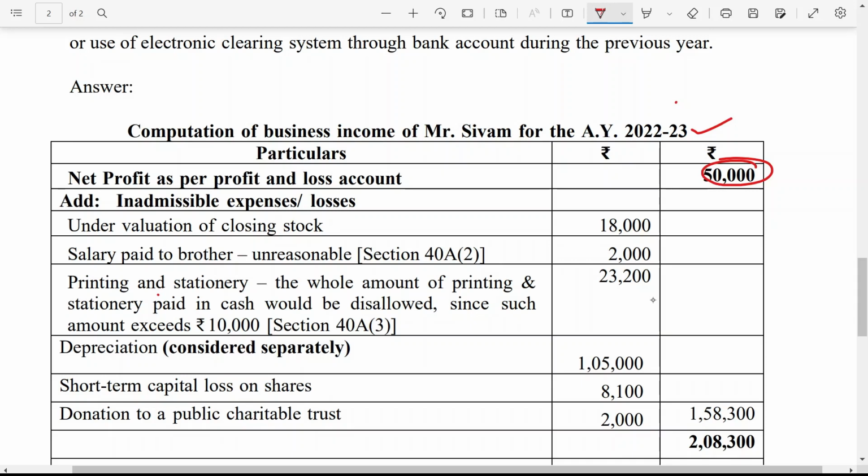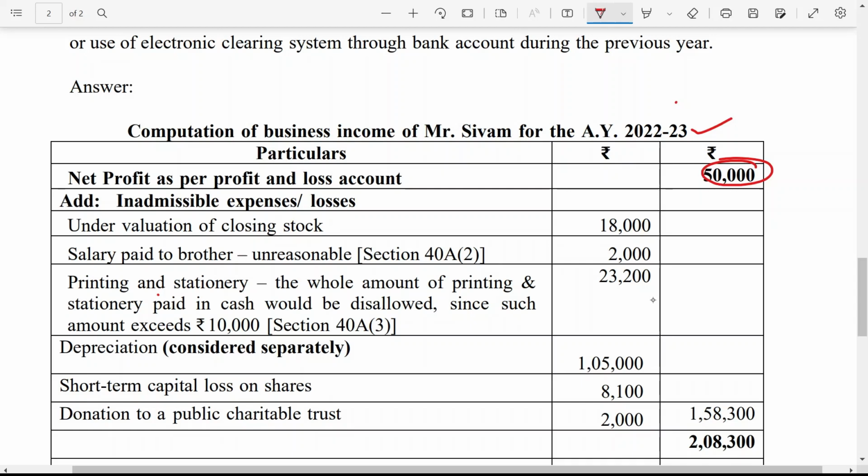Salary paid to brother, unreasonable. I already explained 2,000 is unreasonable. Section 40A(2) is applicable. So that is why it is added. Printing and stationery: the whole amount of printing and stationery paid in cash would be disallowed, since such amount exceeds rupees 10,000. Section 40A(3) is applicable. So 23,200 will be added because it is an inadmissible expense.